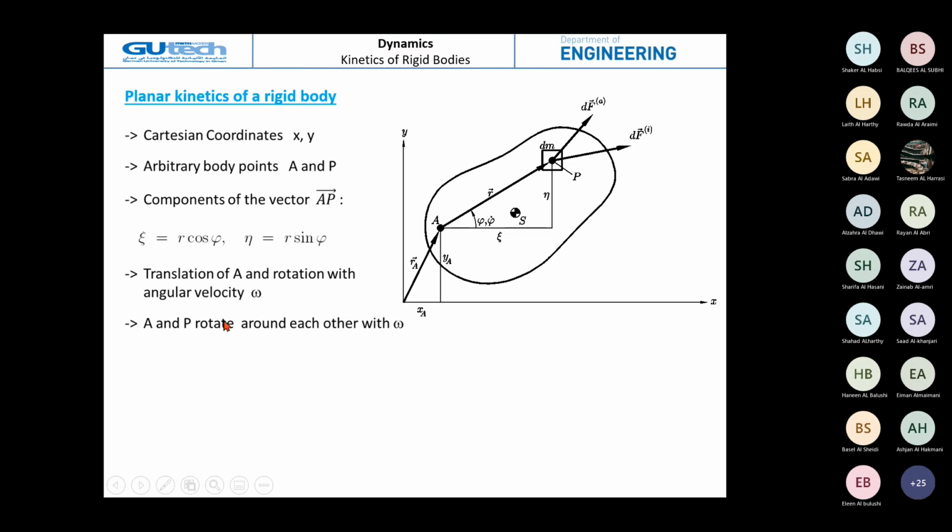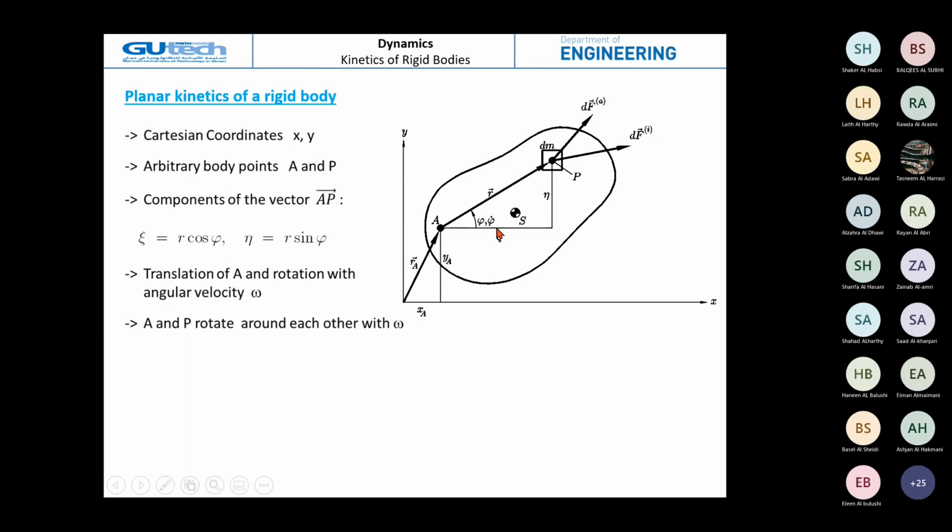I will continue. Now, as we said, we take the Cartesian coordinate system xy, with an arbitrary body point here, A. The components of the vector AP we note by xi and eta, xi in the x direction, eta in the y direction. Xi can be represented by r cosine phi. That's what we have here.